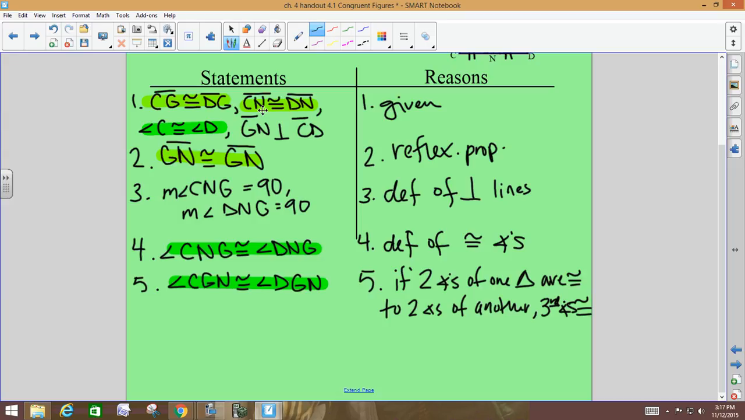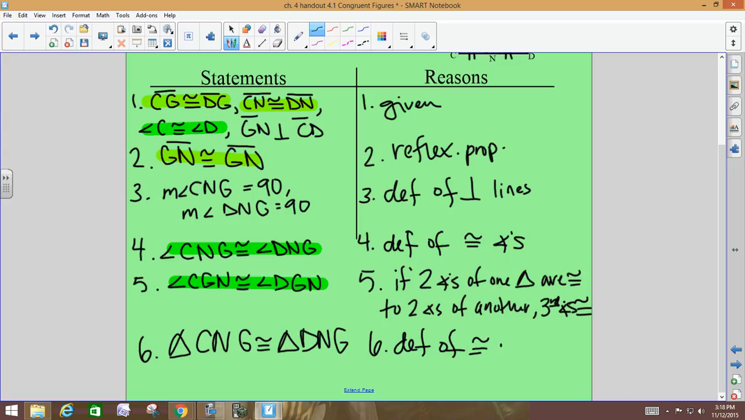And if you go back and look at my highlighting, in yellow are the 3 pairs of sides, in green are the 3 pairs of angles. Since we have proved and listed that all corresponding parts are congruent, then we conclude that the triangles are congruent. So step 6, you're copying exactly what's behind the word prove. Triangle CNG is congruent to triangle DNG. And this is going to be by the definition of congruent polygons.